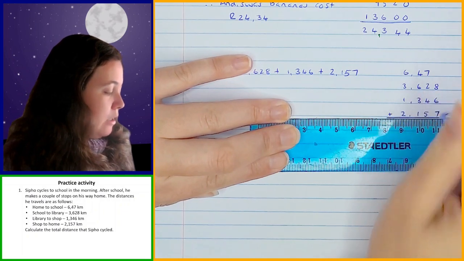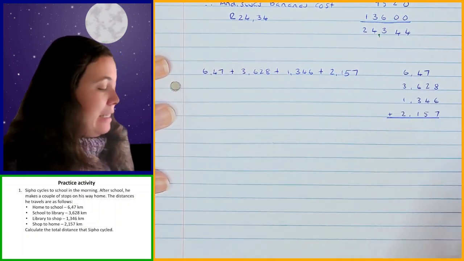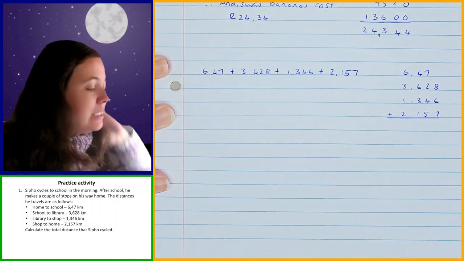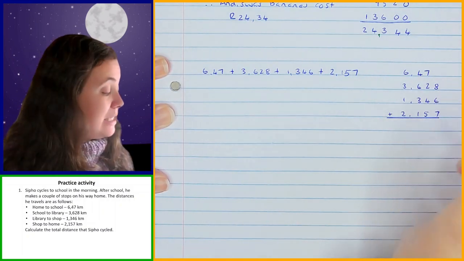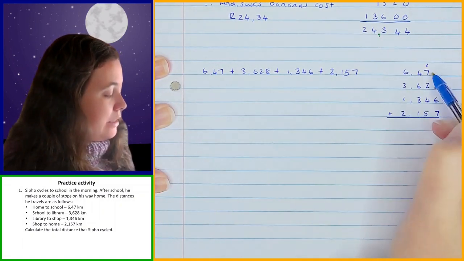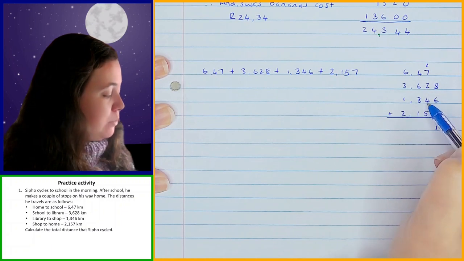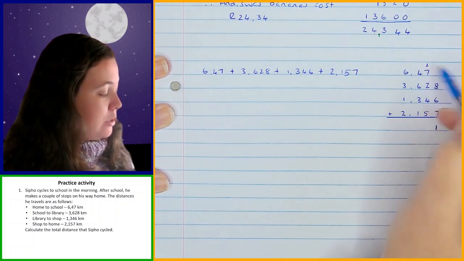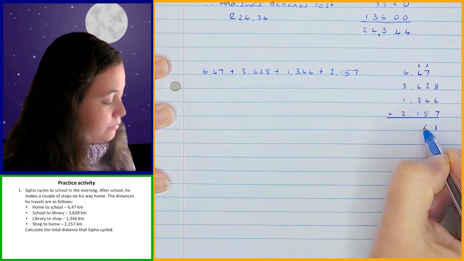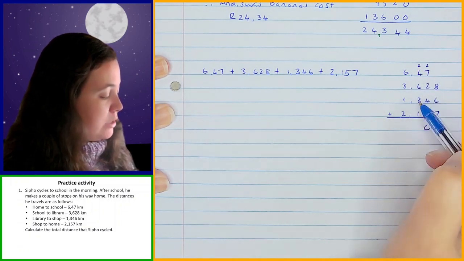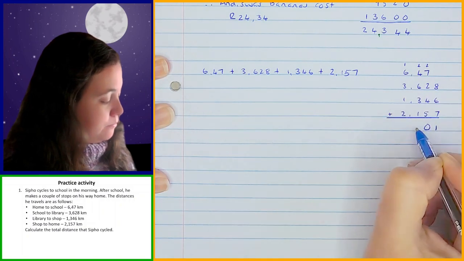So now, when I add these, I'm going to start over here. I've got 8 plus 6 plus 7. 8 plus 6 is 14 plus 7 is 21. Then 2 plus 7 plus 2 plus 4 plus 5. 4 plus 5 is 9, 7 plus 2 is also 9, so that's 18, plus 2 is 20. Then I've got 2 plus 4 plus 6 plus 3 plus 1. 4 plus 6 is 10, plus 2 plus 3 plus 1, that's 16.